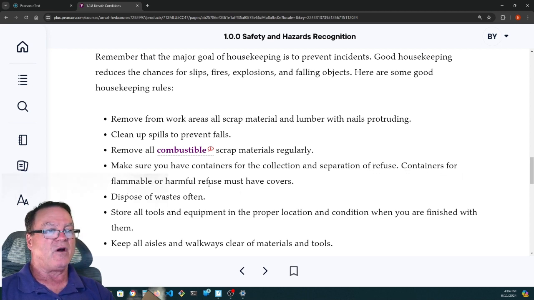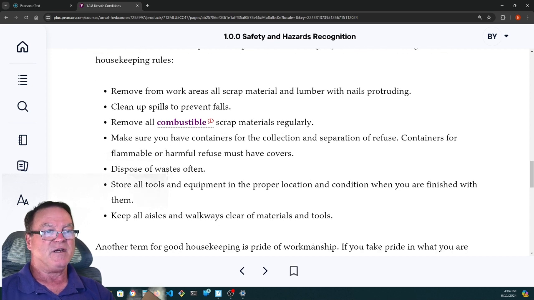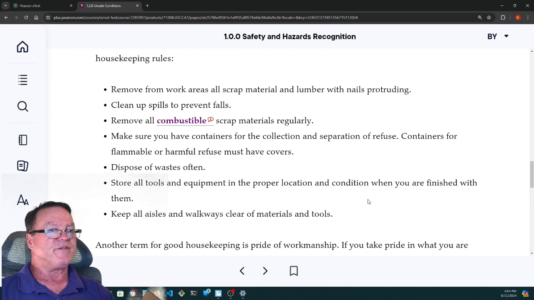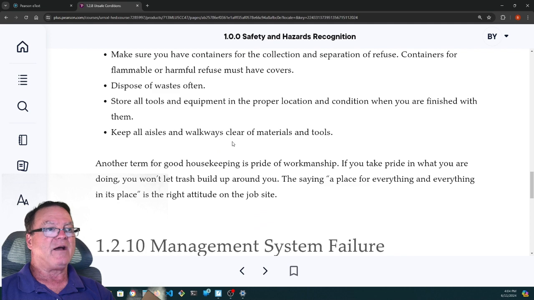Containers for flammable or harmful refuse must have covers. Dispose of waste often. Store all tools and equipment at the proper location and condition when you are finished with them. Keep all aisles and walkways clear of material and tools. You don't want to trip somebody.